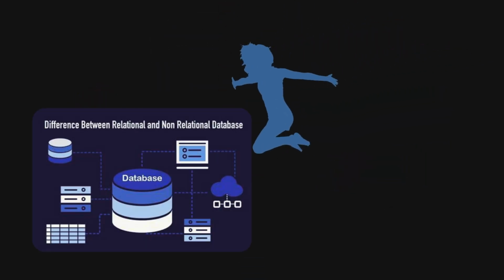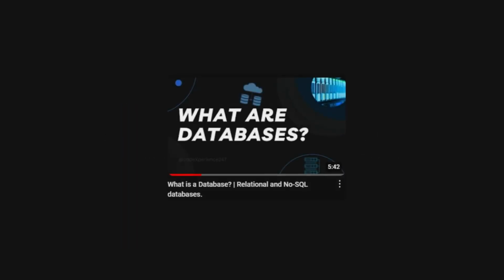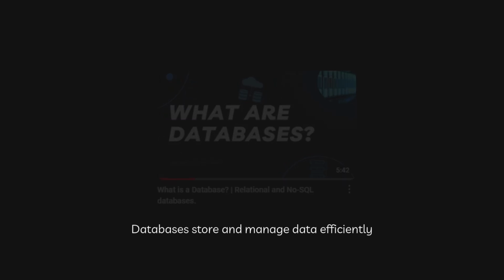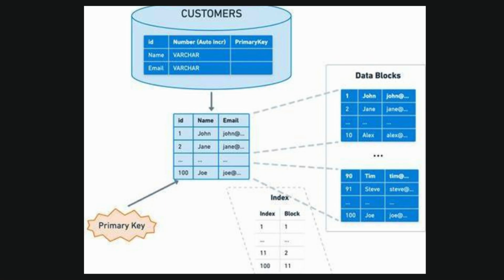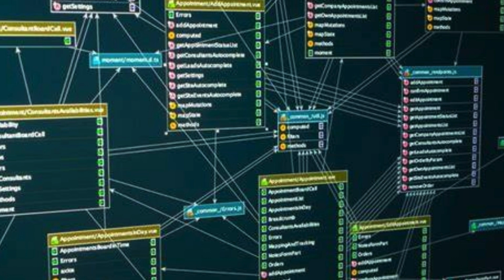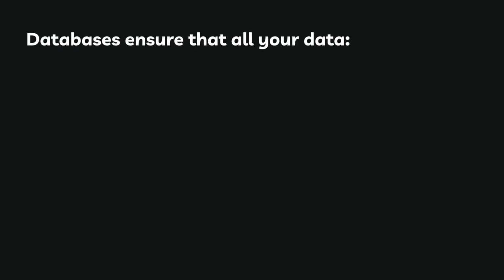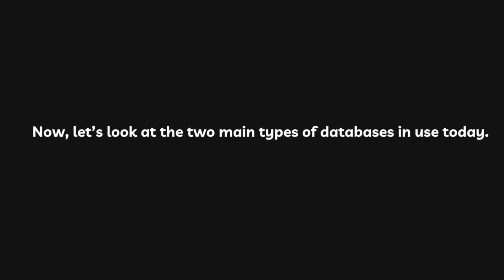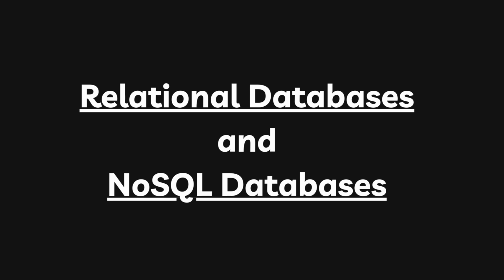But before we jump into the differences, let's quickly recap what databases do. In our last video, we mentioned that databases store and manage data efficiently, whether it's a tiny personal project or a massive enterprise system like Amazon or Facebook. Databases ensure that all your data is stored securely, is easily accessible, and can handle multiple users at the same time. Now let's look at the two main types of databases in use today: relational databases and NoSQL databases.